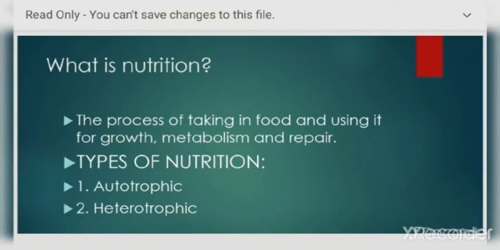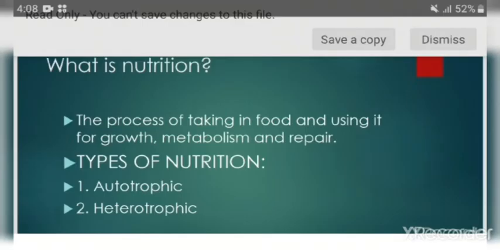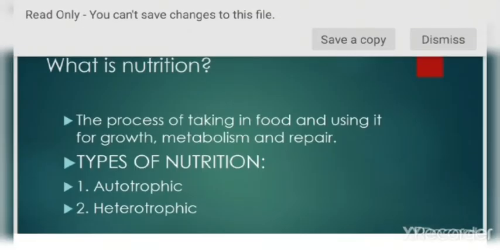Nutrition is a process of taking in food and using it for growth, metabolism and repair. Yes, the process of taking in food to get energy, to perform different activities and for growth and for repair of our cells is called nutrition. Basically, nutrition is of two types, autotrophic and heterotrophic. Now we will deal with autotrophic and heterotrophic nutrition in detail.